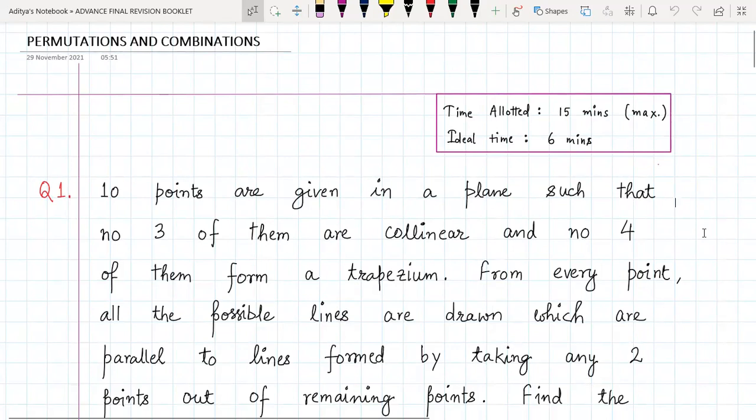And today we are starting with a very important topic, which is permutations and combinations. So, a very good level of problems we'll be having a look at in this particular chapter.